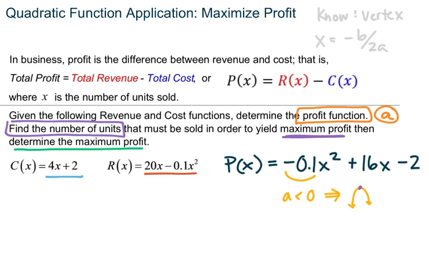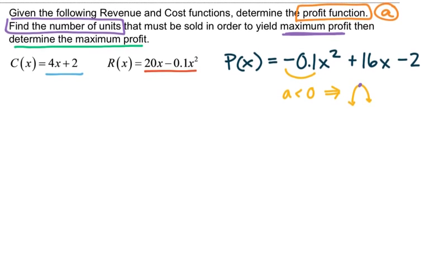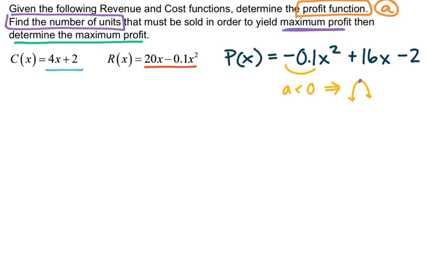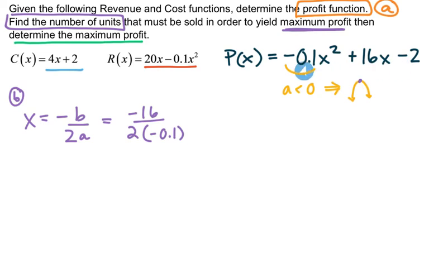Of course, we know our vertex formula. We know that we're going to use x equals negative b over 2a. So here, let's set that up. We've got x equals negative b over 2a. This is our second part. My b value is 16, so I have negative 16 over 2 times my a value, which is negative 0.1. You do need to make sure that your profit function is in standard form, ax squared plus bx plus c, so that you can correctly identify your a, b, and c coefficients.